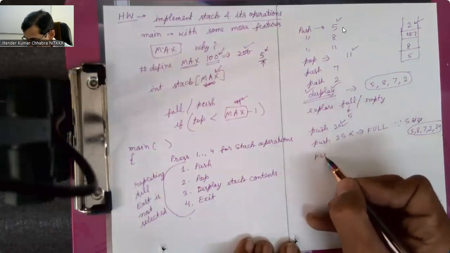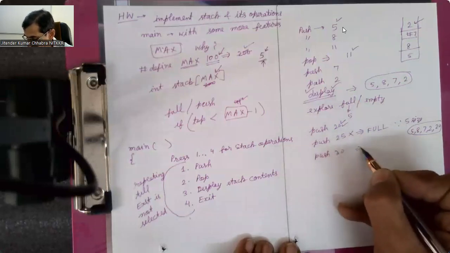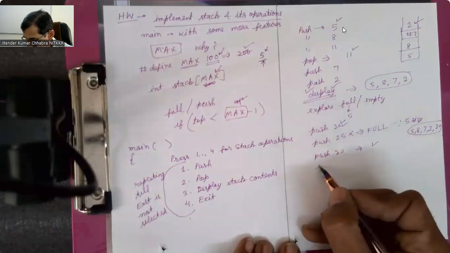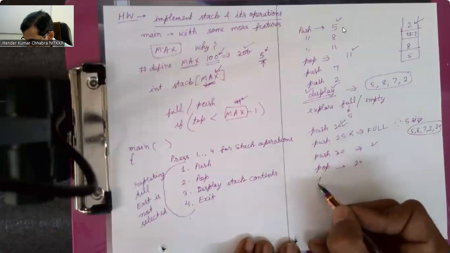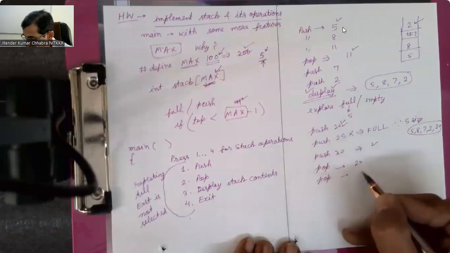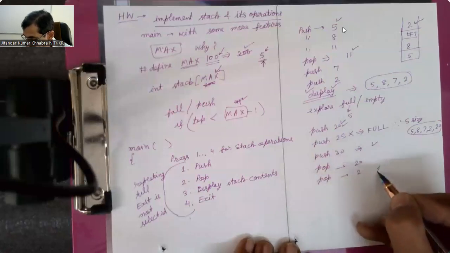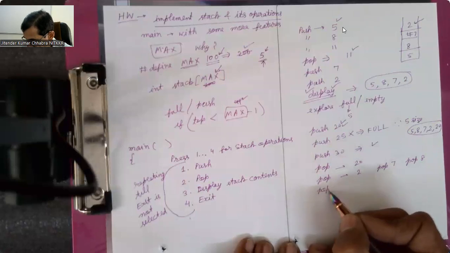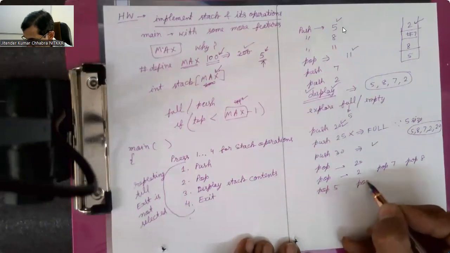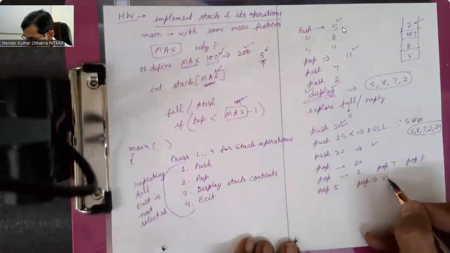This push was there. So that I will be able to verify. Maybe again I say push 30. Again, I should get full condition. Similarly, I could go for pop. Now pop should give 20. Again, I could go for pop. Again, it should be 2. Again, maybe pop 7. Again, pop 8. Again, pop 5. Again, pop. I should get message empty.